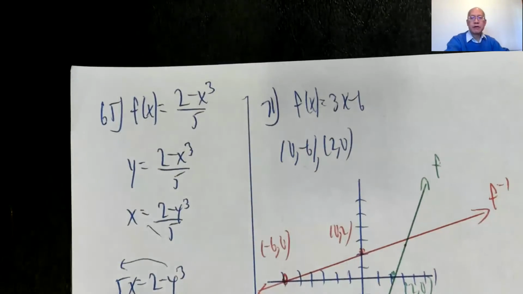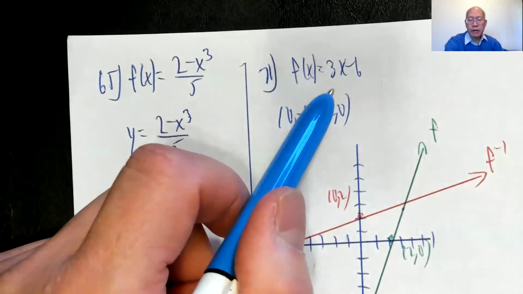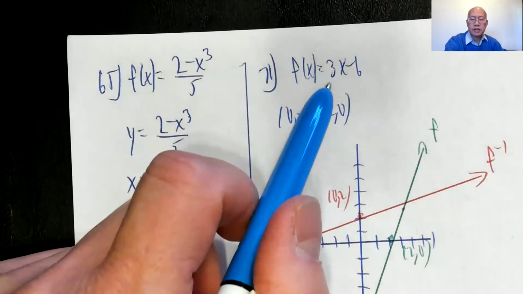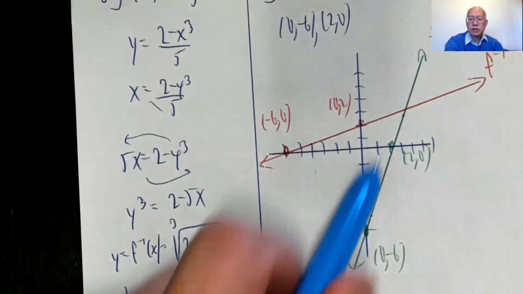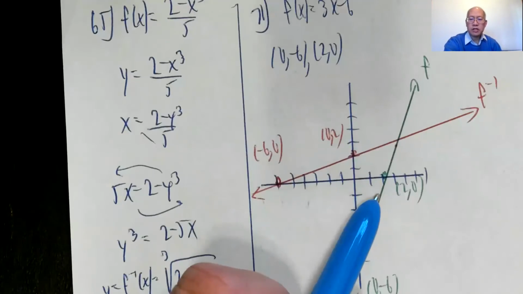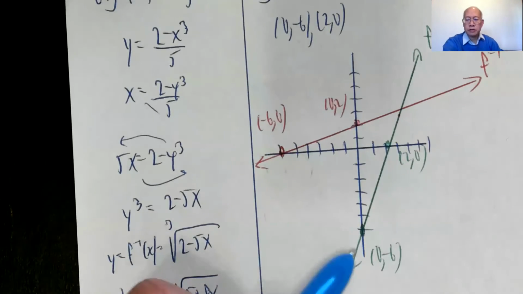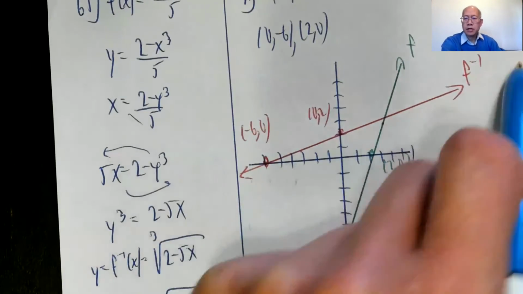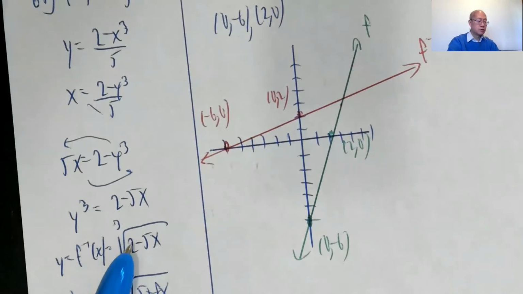71, f of x is 3x minus 6. I graph it by plugging in the intercepts. If x is 0, y is negative 6. If y is 0, x is 2. So here's the graph of f, 0, negative 6 and 2, 0. To graph the inverse function, I can just switch around the x and y coordinates. So 0, negative 6 becomes negative 6, 0. 2, 0 becomes 0, 2. And there's a graph of f inverse.